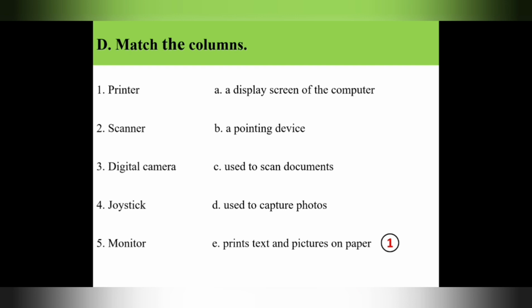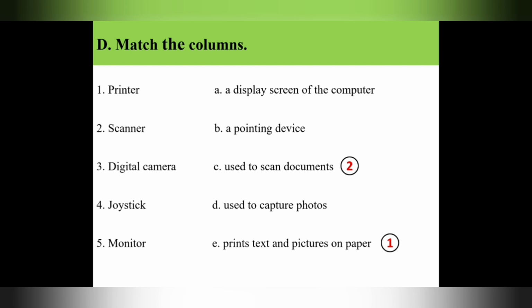Second one, scanner. The options are a display screen of the computer, a pointing device, used to scan documents, used to capture the photos. So what is the use of scanner? Scanner is used to scan the documents. So which option is the correct option? C is the correct option, used to scan documents.